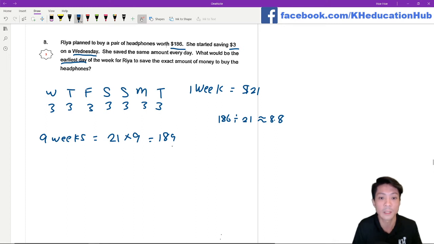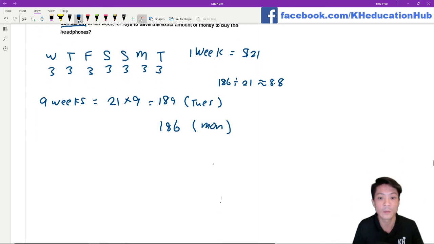And then by Tuesday, she would have saved $189. But if she wants to save $186, that means she just needs to do it on the day before, which is a Monday, because it's $3 lesser. Okay, so the earliest day of the week would be a Monday.